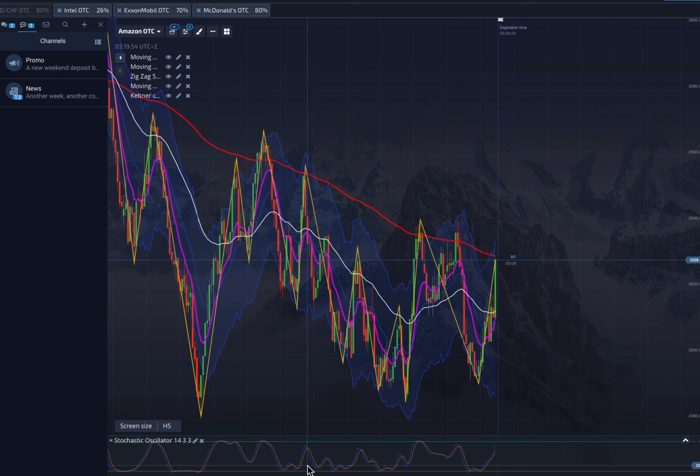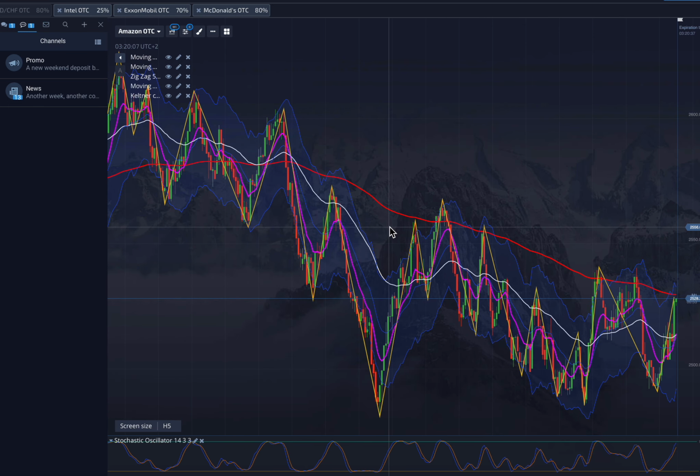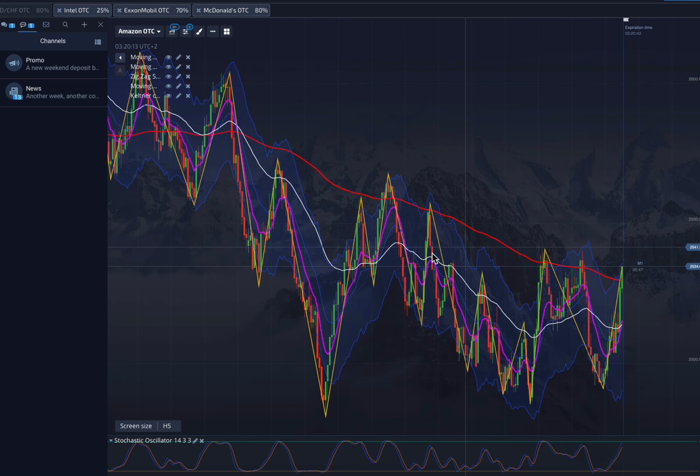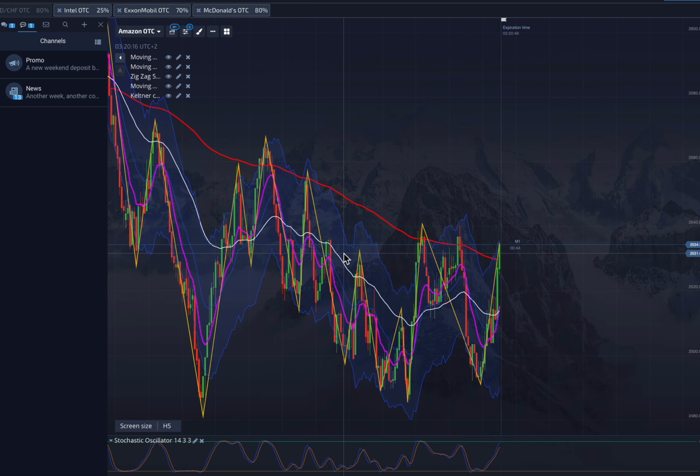Now I'm not going into this market because, as you can see, it's a bit choppy, but I can already tell that this is a downtrend because the candles are below the 200 EMA. Another signal that it's a downtrend is the direction the Keltner is going. The Keltner channel is going down, so in this type of market we're looking for puts.